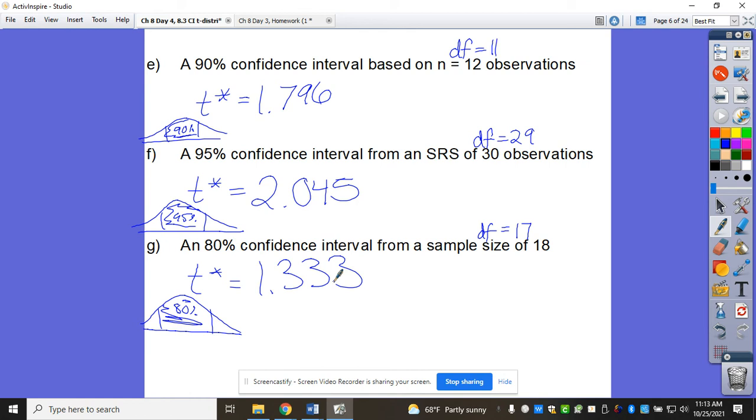I wish I would have done one like this, but what if my sample size is 45? If my sample size is 45, what's my degrees of freedom? 44. How does that become an issue? 44 is not on the table.